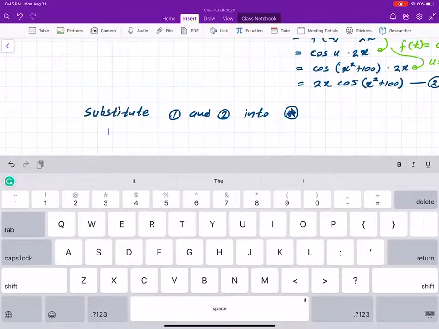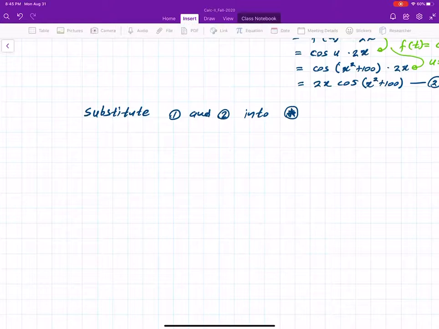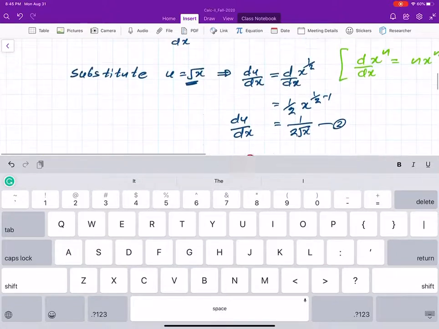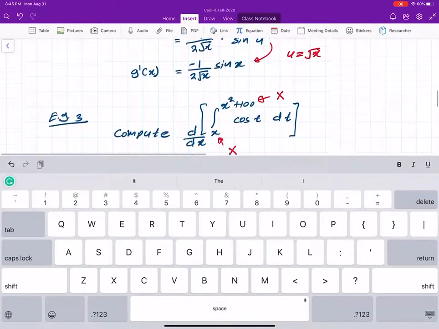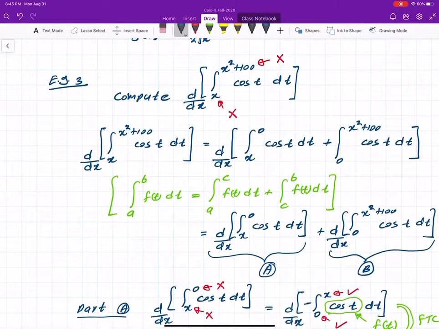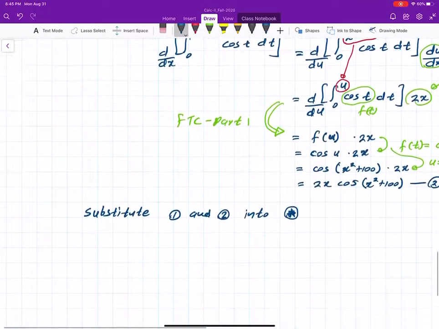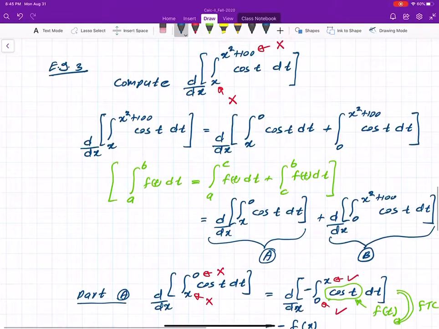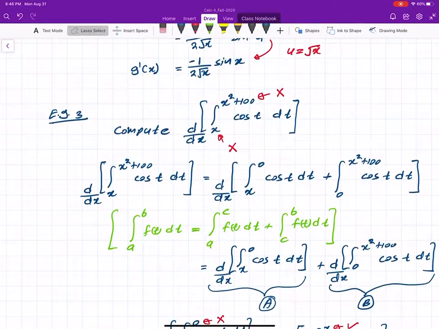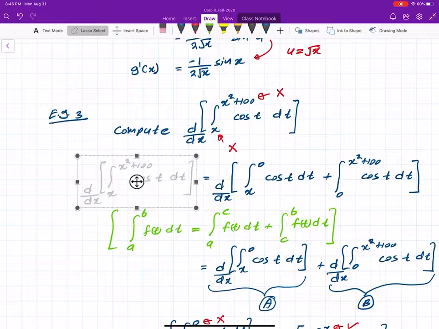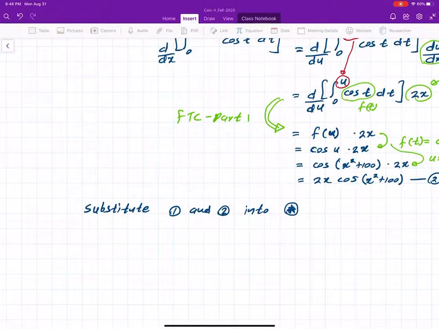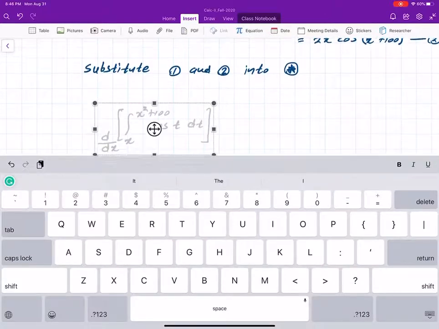Give me a second. Oh, I think it didn't copy well last time. Let me copy it again. I want to copy that part. Copy. Go to insert. Paste. It works good.